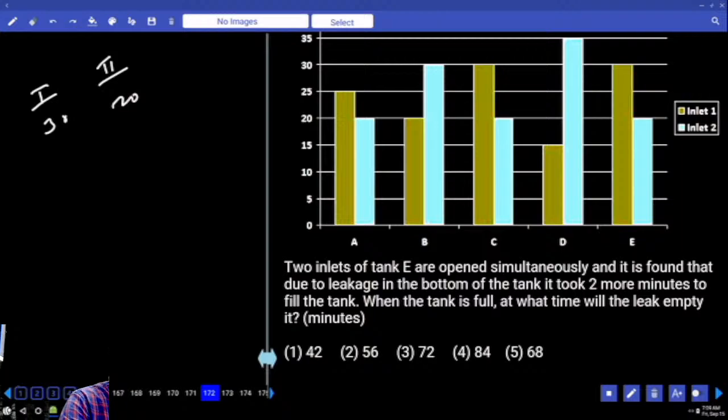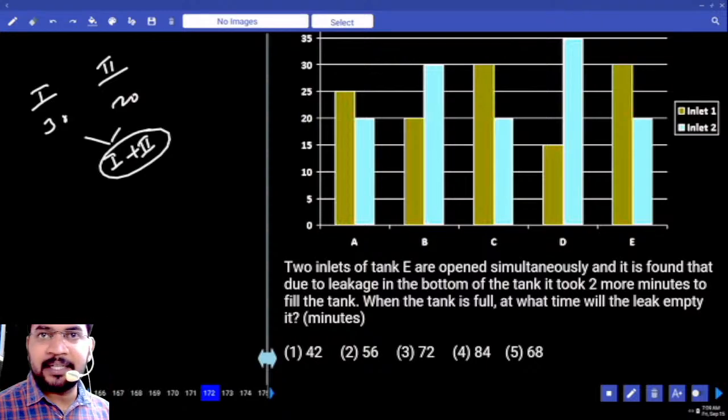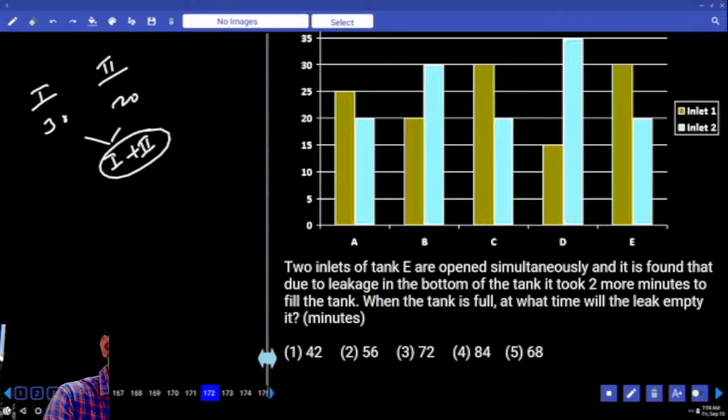30, 20, right? Together. So together is nothing but 30 into 20 by 30 plus 20. 600 by 50. 12. Together is how much? 12. This is the first pipe, this is the second pipe. Together it is 12 minutes.